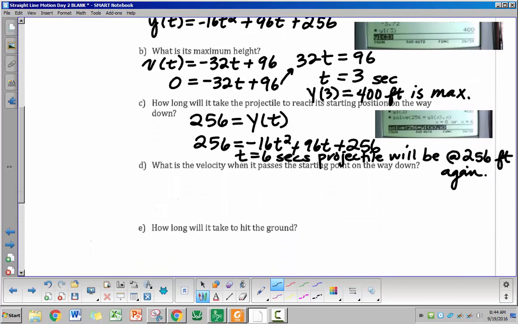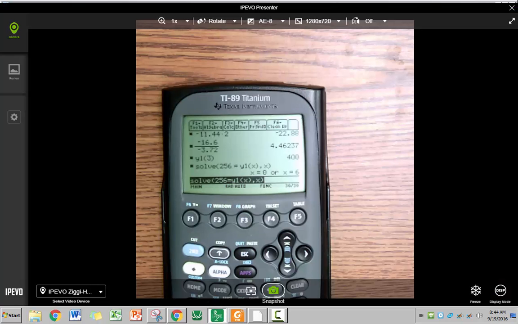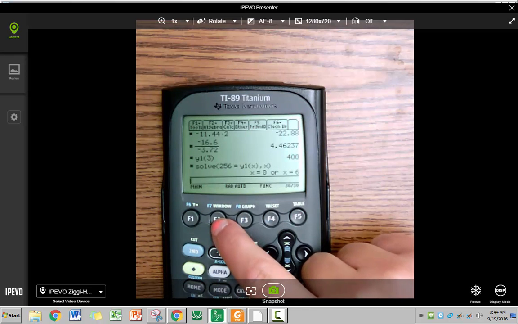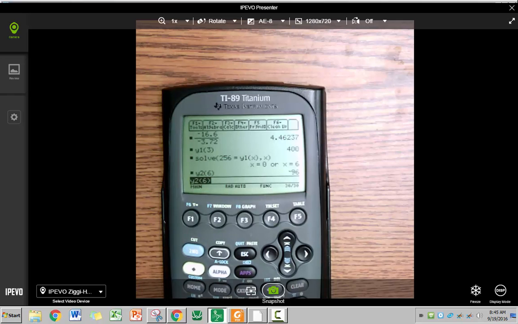All right. Part D says, what is the velocity when it passes the starting point on the way down? So what do we want to know then? We want to know v of 6. Now on the calculator, where's velocity? Y2. So we want to clear that out. We want to do Y2 of 6. Do I need to solve? No, we just want to know the value of Y2 of 6. We don't have to solve for that. So that's the velocity.